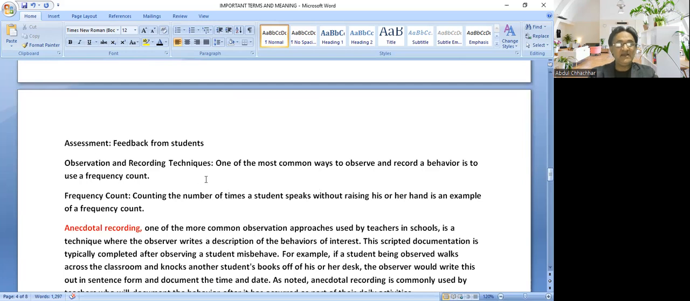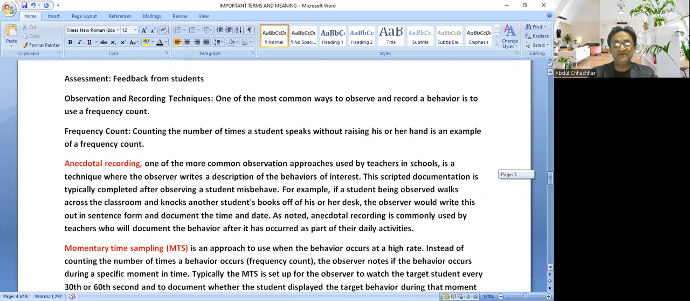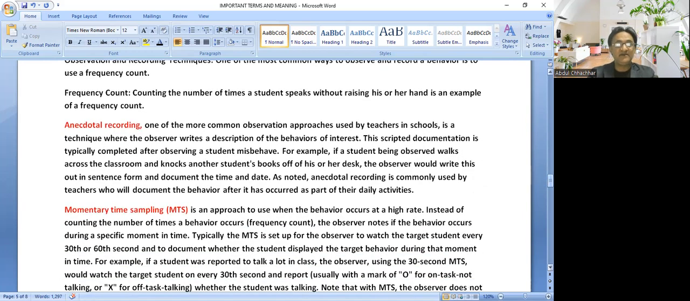So, observation and recording techniques. One of the most common ways to observe and record behavior is anecdotal recording. Encoding and decoding I have already listed. One of the more common observation approaches used by teachers in a school is a technique where the observer writes a description of the behavior of interest. This is a scripted document, typically completed on students' behavior and all this data.